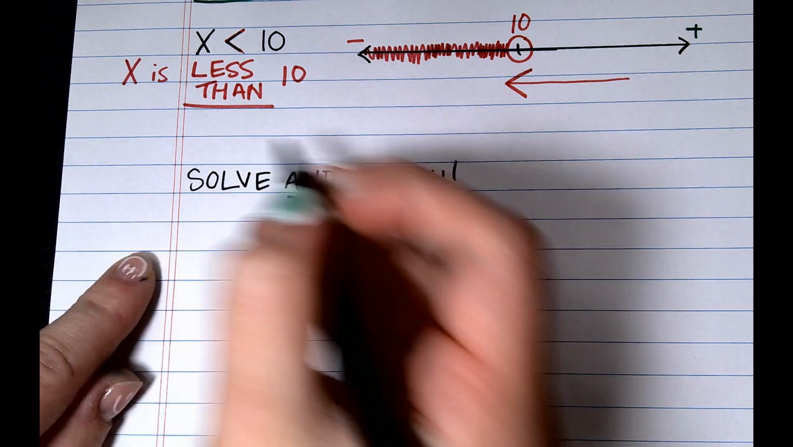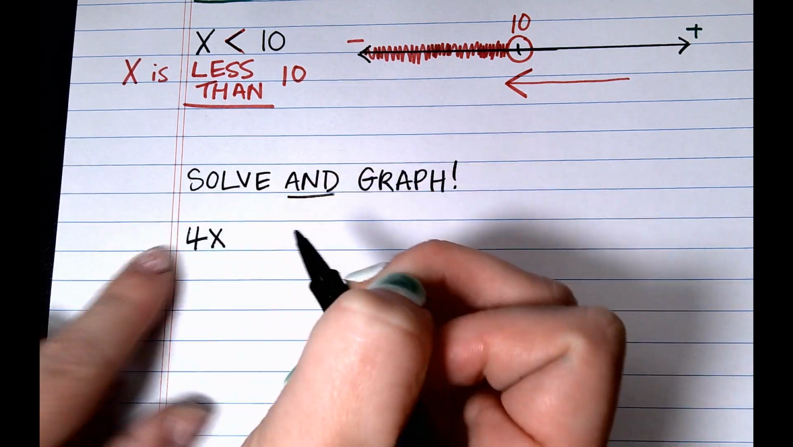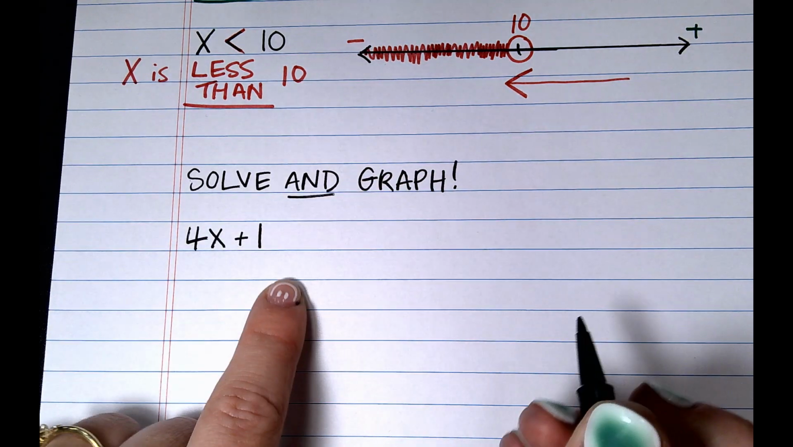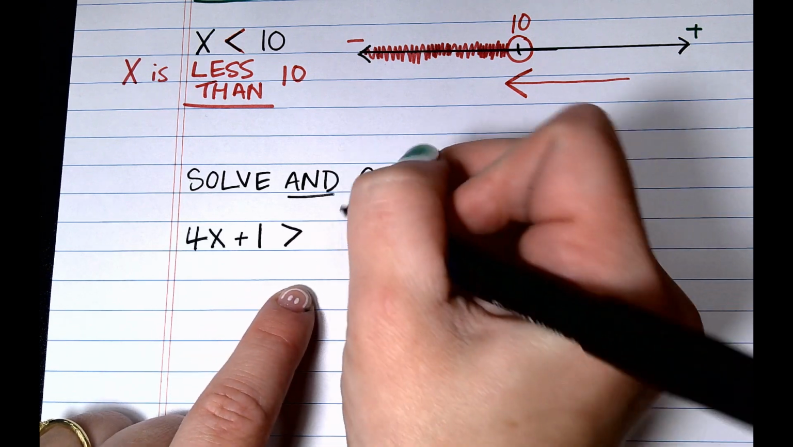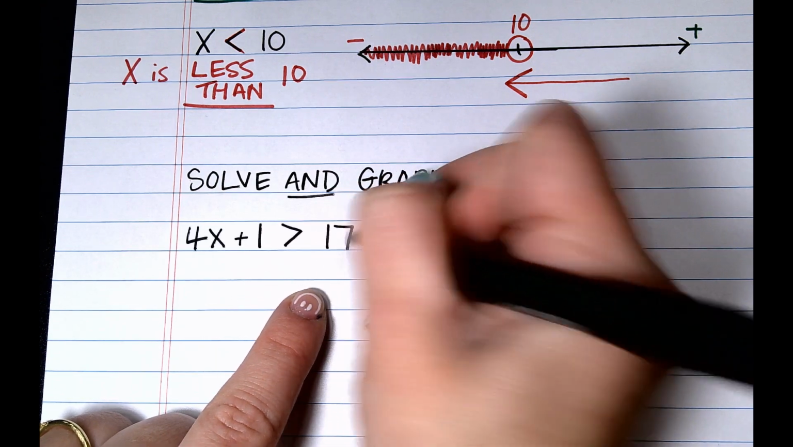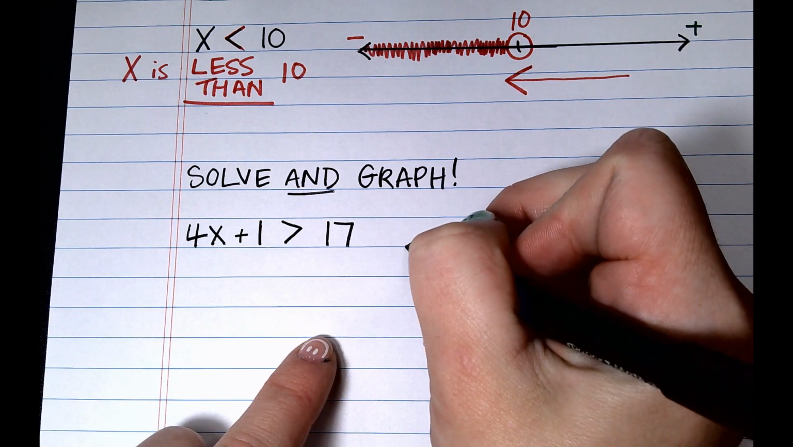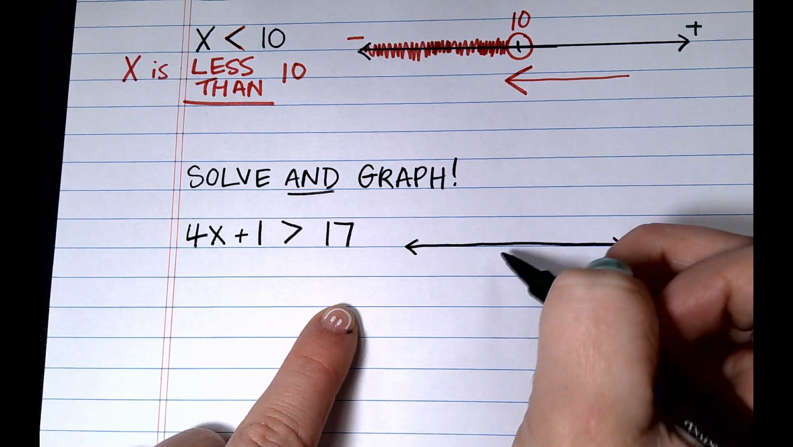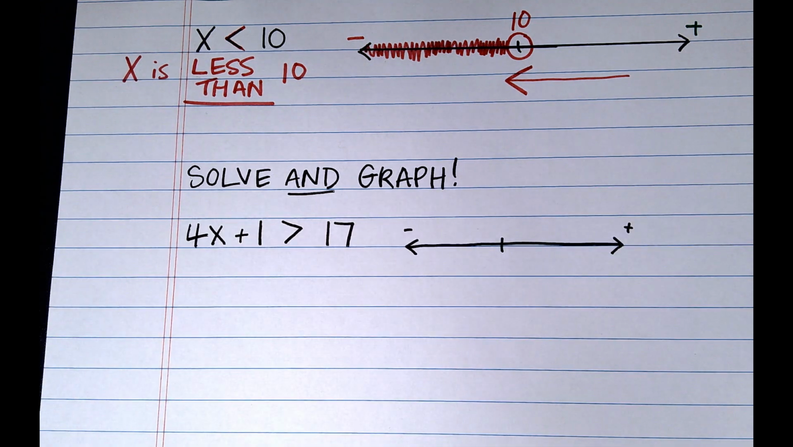So let's do 4x plus 1 is greater than 17. So you're going to solve this, and once you have your answer for x, I want you to make the graph right next to it.